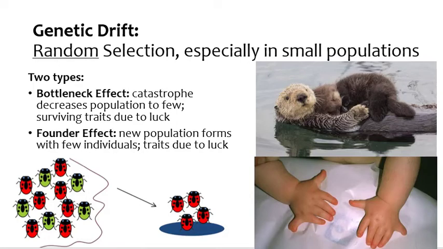Our last selective pressure is genetic drift. This is an entirely random selection event. The traits are not selected for because they are better or worse than any other traits, but rather just because they were in the right place at the right time.